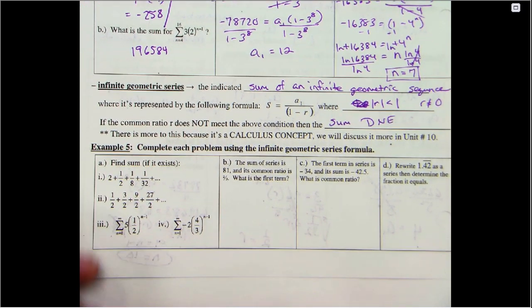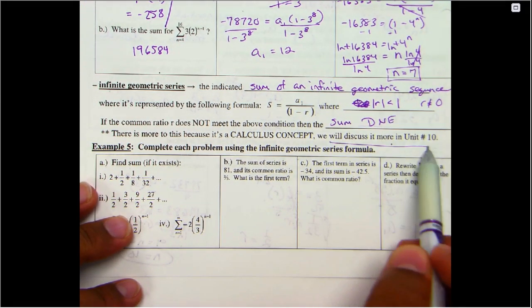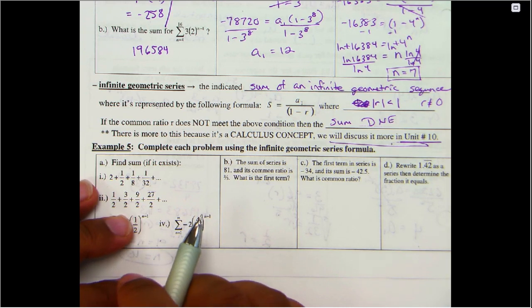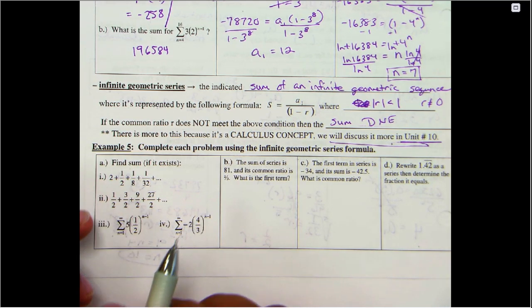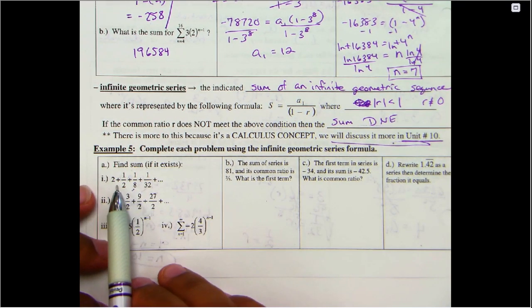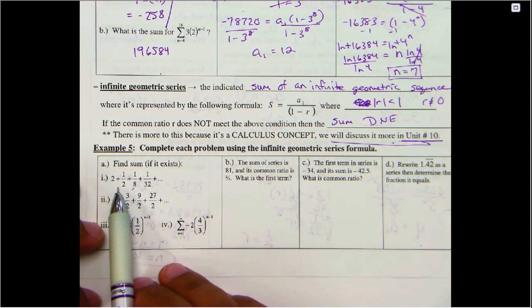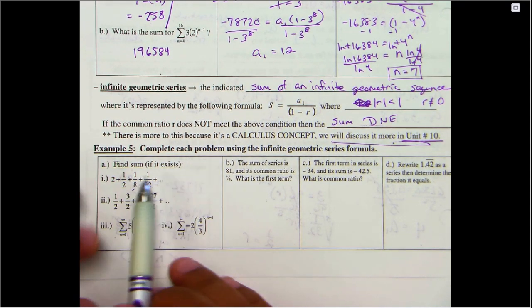We'll talk about this more, the does not exist part, when we get to Unit 10, because it deals with convergence and divergence. And we'll talk about that later. You guys ever seen the movie Divergent? Okay. And we'll talk about that movie too when we get there.